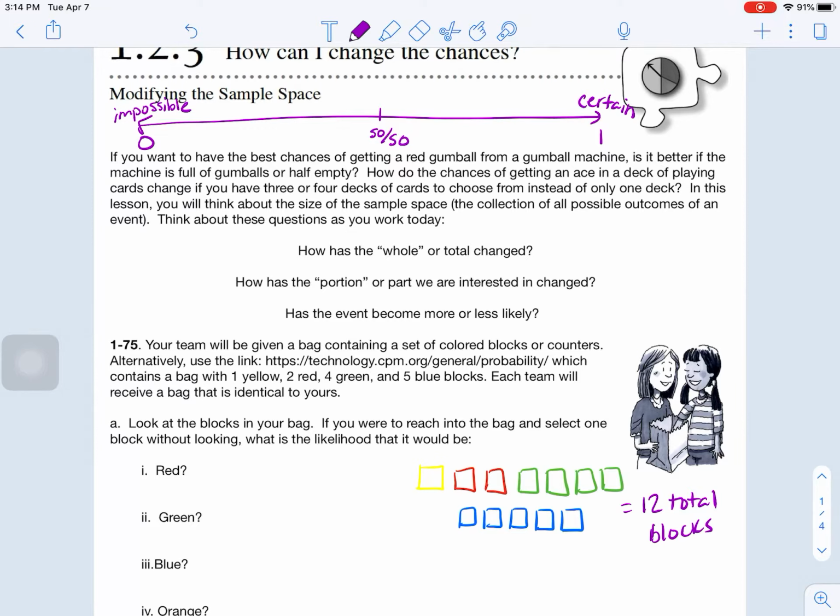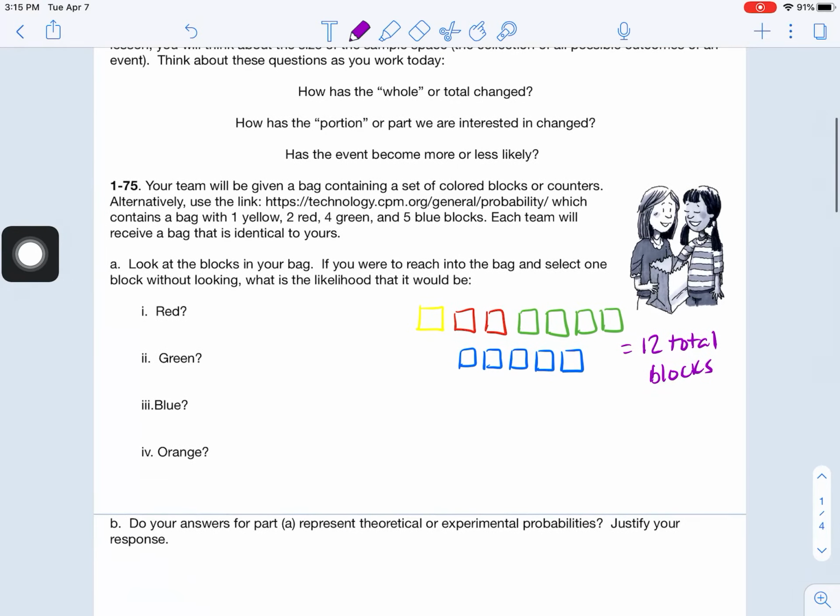So we use these words: impossible, 50-50, certain. Over here you might have less likely. Over here you might have more likely. And you might see some other words sprinkled in between there, like extremely likely, extremely unlikely, less certain, more certain. A lot of those are going to describe the chances of something happening. That is likelihood. When I ask you for the likelihood of something, I'm asking you for these words up here. That's what I don't like in this lesson, is that they use the word likelihood.